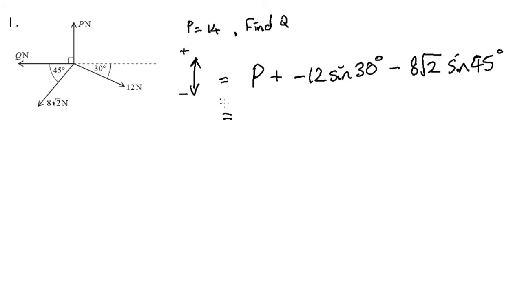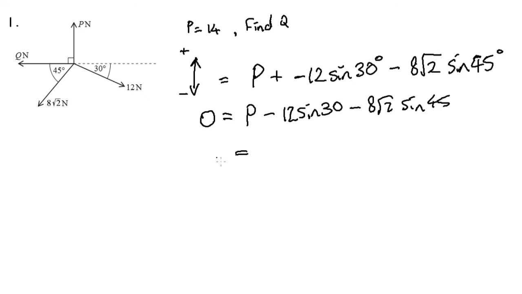So all you need to do now is to plug them into your calculator, which I need to go get. And the sum of the vertical components must equal 0 for an equilibrium. So 0 is equal to P subtract 12 sine 30, subtract 8 root 2 sine of 45. And by rearranging we can find P.